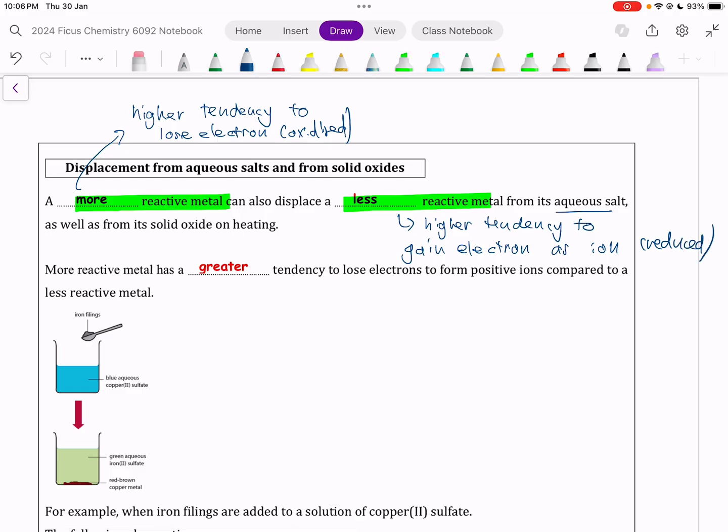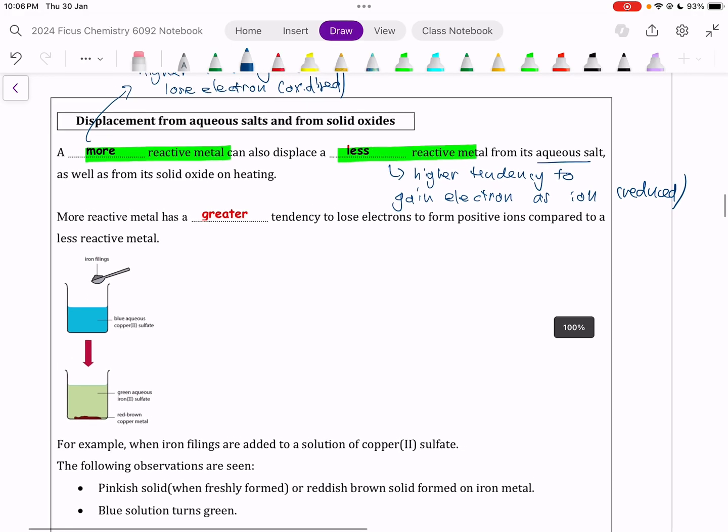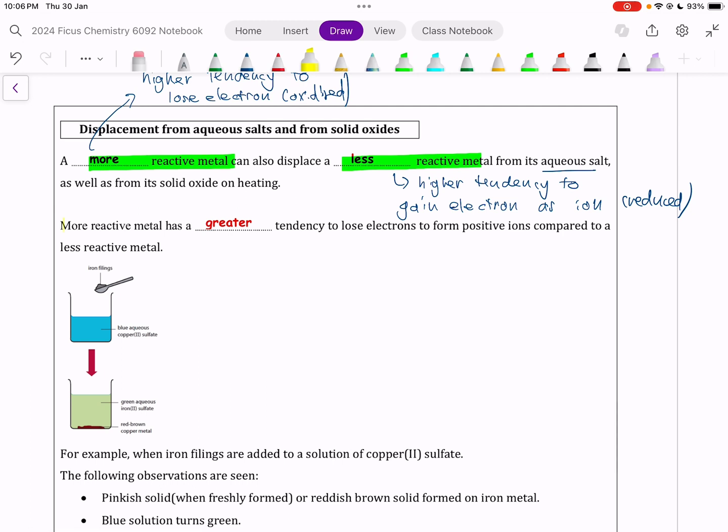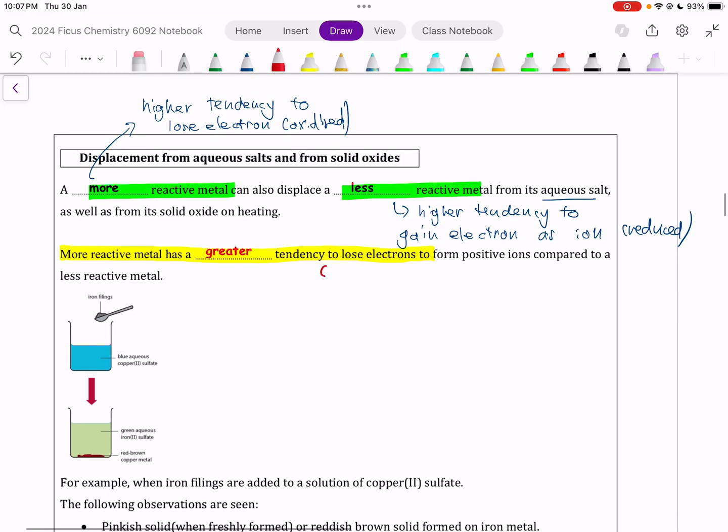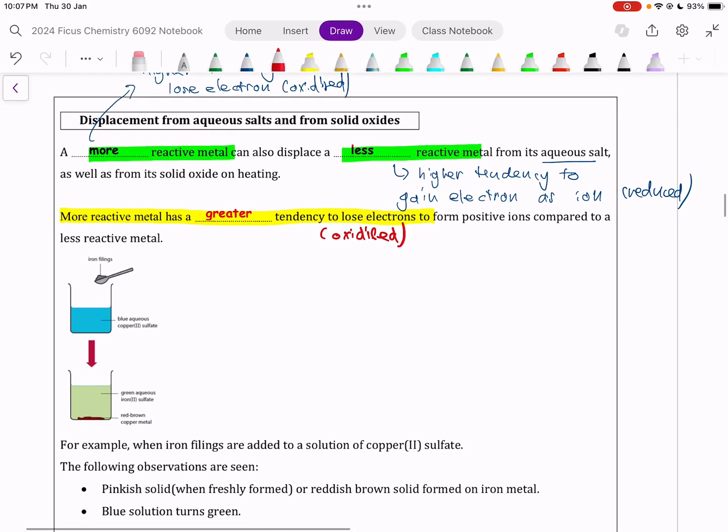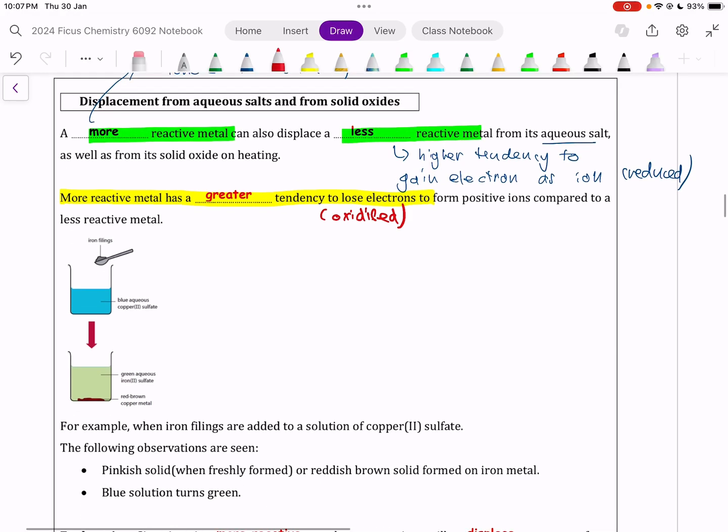So from this they can ask you a lot of questions: to explain, write observation, write ionic equation, write chemical equation. Down here, very important point: more reactive metal, higher tendency to lose electrons, which means higher tendency to be oxidized. I hope you haven't forgotten your redox. Reactivity series is very closely related to redox. So let's say for example you put iron filings into this blue copper 2 sulfate.